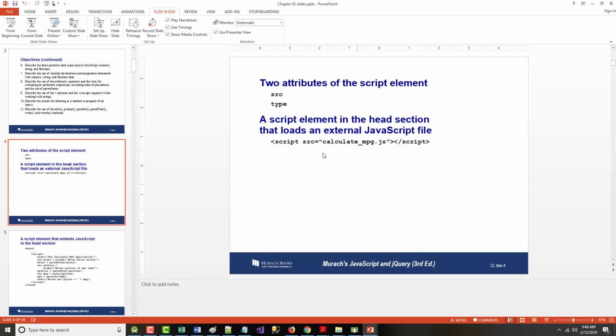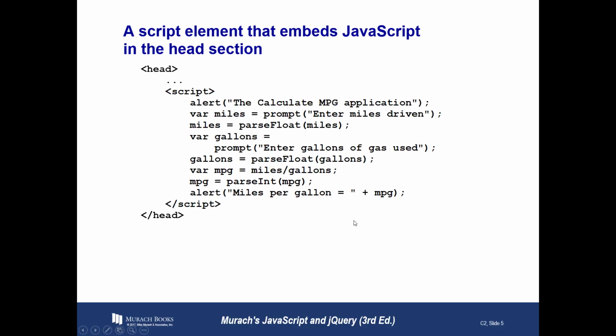So in the example that they give here, there's a script that's going to load. You put that into the head section. It's going to load an external JavaScript file called calculateMPG.js. Should make sense. So rather than doing that, if you want to, you can embed JavaScript directly into the head section. Do you understand the correlation here?